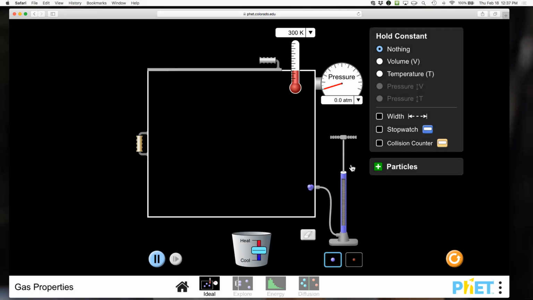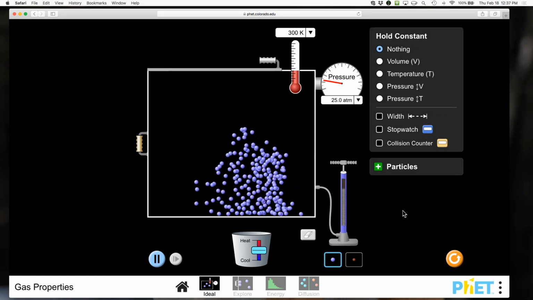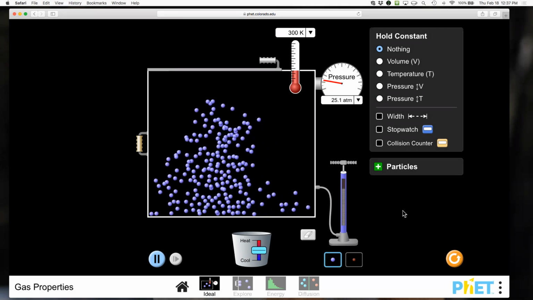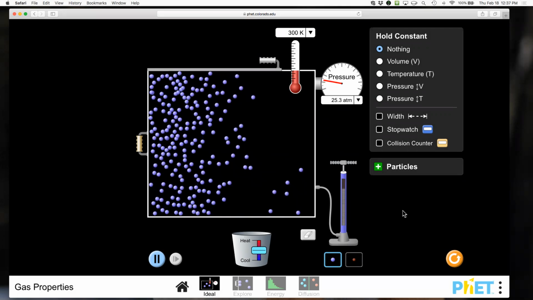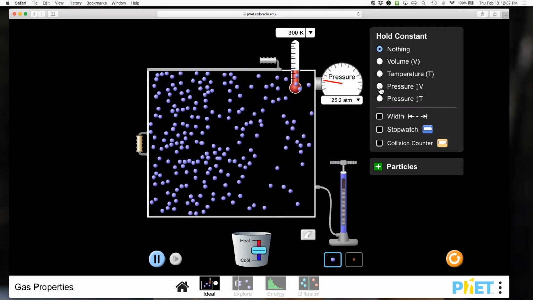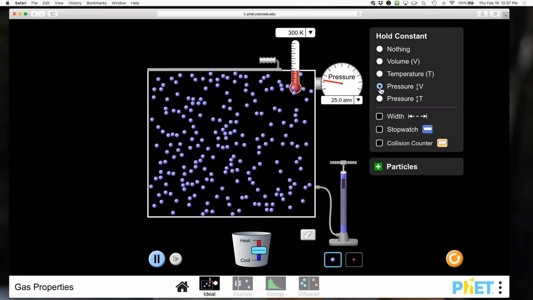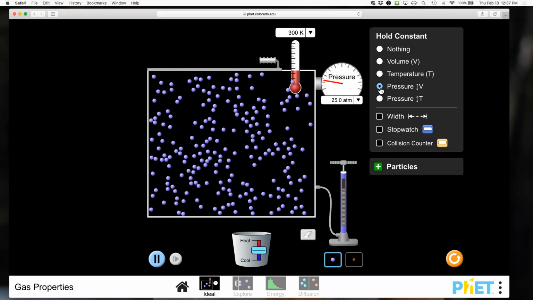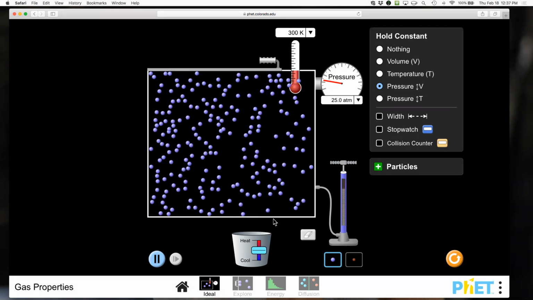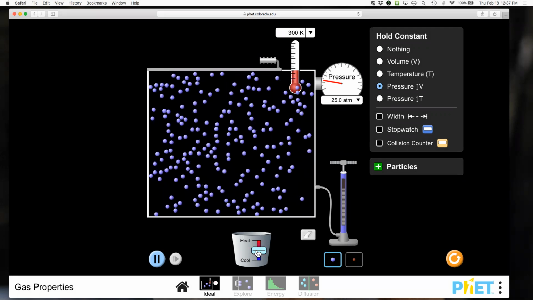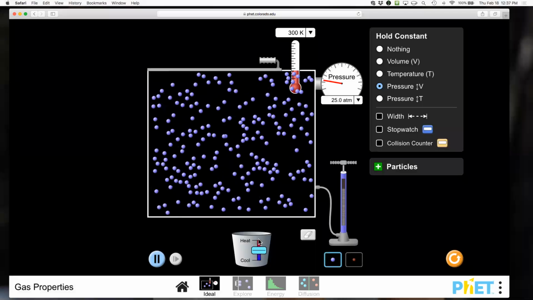And I'm going to go ahead and go back to our same PhET simulation. We're going to put a bunch of gas molecules into our system. And now we want to hold pressure constant. All right, so we're going to hold pressure constant, and we're going to allow volume to move. So volume can go up or down, but pressure remains constant. And what I'm going to do is heat our system.